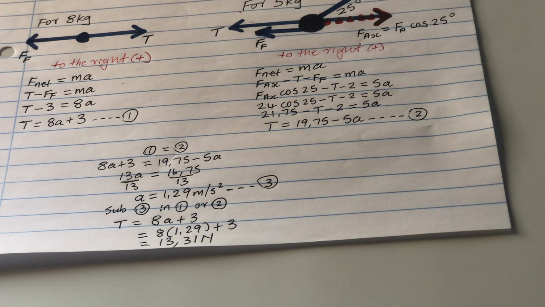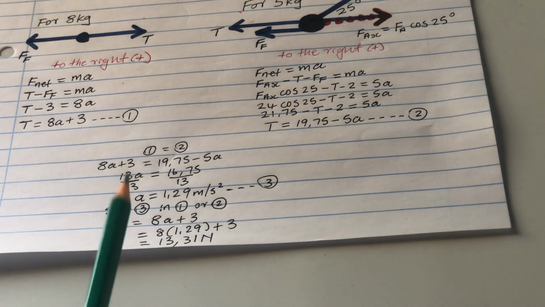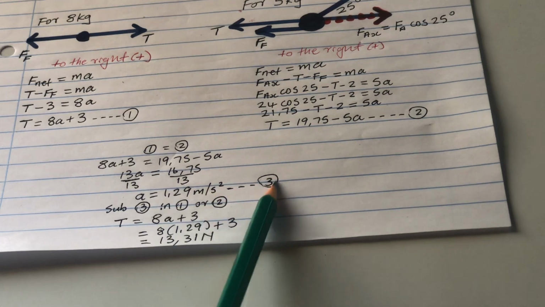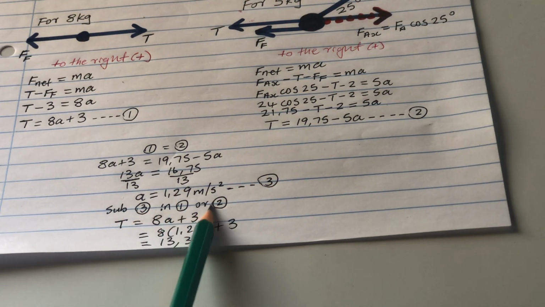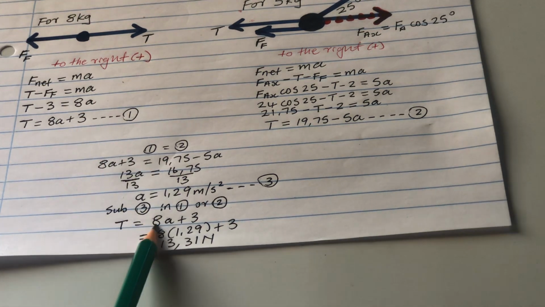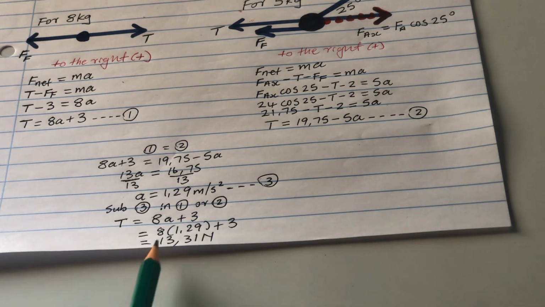Remember, we were not asked to calculate the acceleration. But as we are working, we are forced to calculate this acceleration because it will be very useful for us if we want to get the value of T. Now I know my acceleration. Let me name it equation 3. You can substitute equation 3 in 1 or 2, but I've chosen to substitute it in equation 1. Where there is A, I'll put 1,29, and then at the end, my T equals 13,31 Newton.